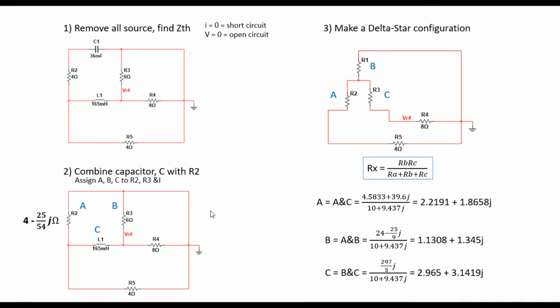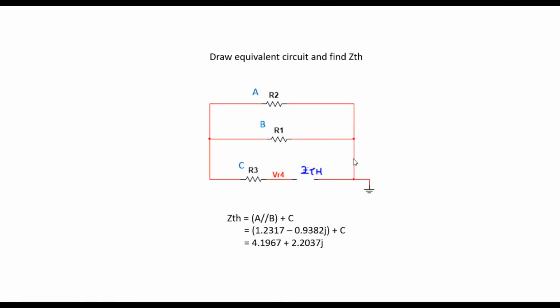By replacing the formula RB times RC to RA times RC, the denominator stays the same, followed by the others. Next, this is the equivalent circuit based on the previous calculation. So ZTH, we parallel A and B and series with C.